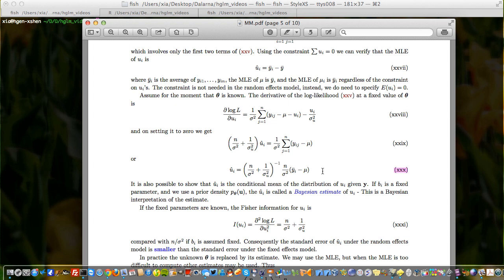Depending on the situation that you have, you will end up with a bad or good estimate compared to the fixed effect model. So if you look at this formula here, this is the simple one-way ANOVA situation that we showed last time, and on the left-hand side is the random effect estimate, u_i hat. On the right-hand side, you have a long expression, and in the last bracket we have y_i bar minus mu, which is the group mean minus the overall mean. So this is the fixed effect estimate, or the unbiased estimate, for the difference between the group mean and the overall mean.